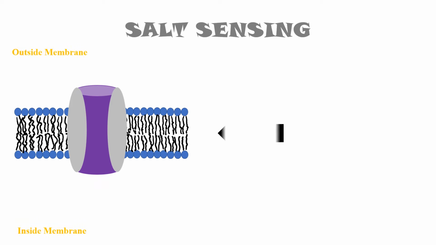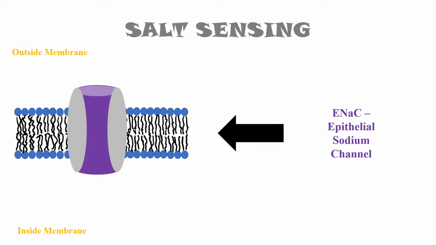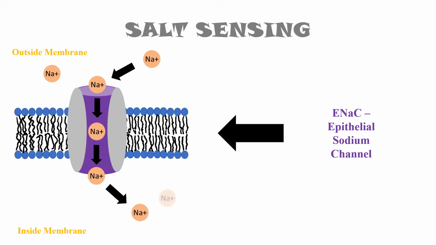The channel used to sense salt tastes is the ENaC, which stands for epithelial sodium channel. In this process, the ENaC allows for sodium ions to flow through the channel from the outside of the cell to the inside of the cell, which causes depolarization.